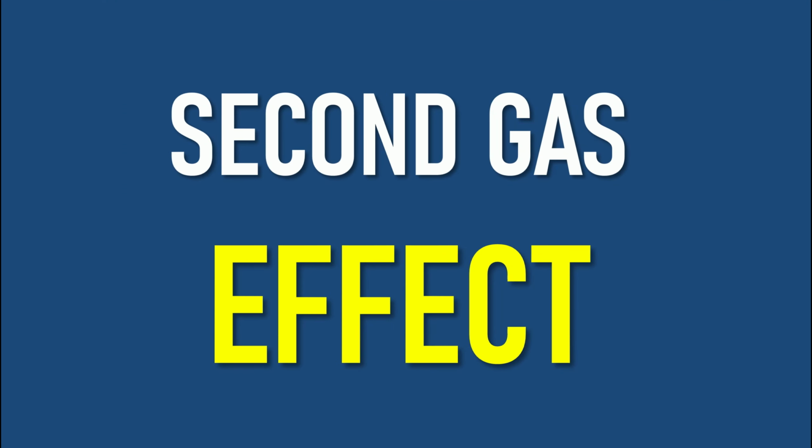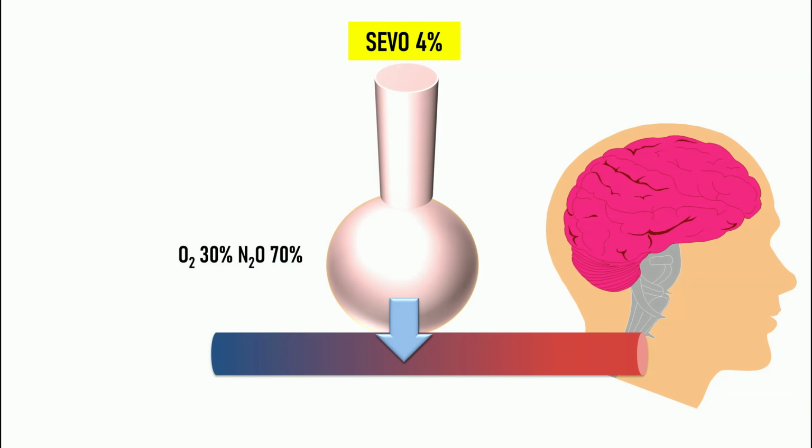This effect can be used elegantly to speed up the onset of action of volatile anesthetics during inhalational induction of anesthesia. In this situation, we are administering a mixture of 70% nitrous oxide and 30% oxygen, and into that we are delivering 4% sevoflurane.